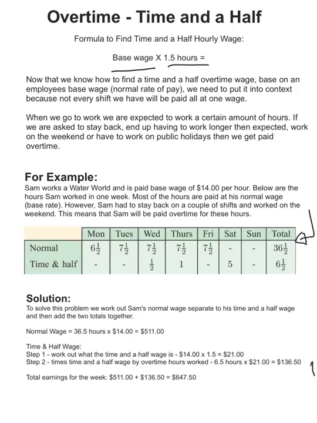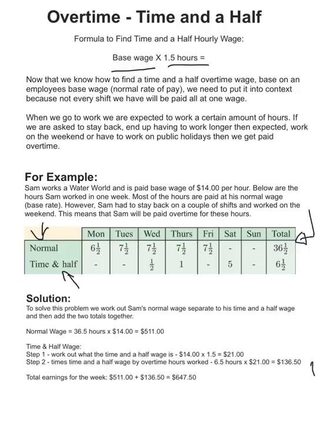So here's the problem. Sam works at Waterworld and is paid a base wage of $14 per hour. Below are the hours Sam worked in 1 week. Most of the hours are paid at his normal wage, his base rate. However, Sam had to stay back on a couple of shifts and worked on the weekend. This means that Sam will be paid overtime for these hours. If we have a look at Sam's timesheet, we've got the normal hours here, and then we've got his time and a half hours here.